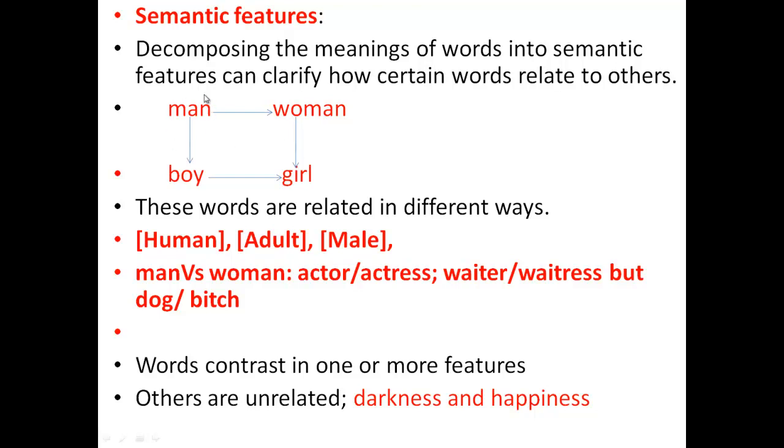Now, the two words here, man and boy, are different from woman and girl in one feature, in one component. Okay? So, man and boy are plus male. Woman and girl are minus male. Look here, boy and girl are different from man and woman, of course, in which feature here? This one here. Both of them are minus adult. These ones are plus adult.